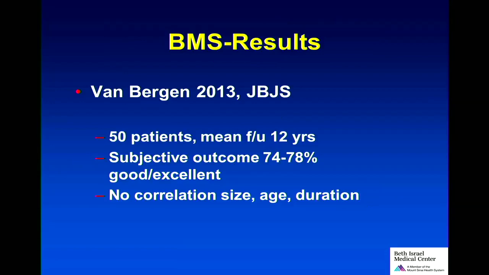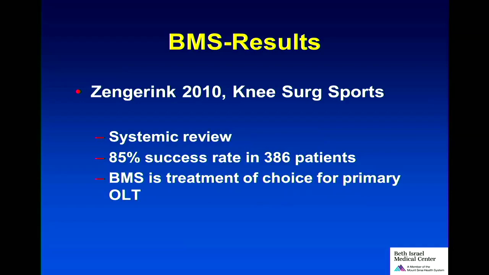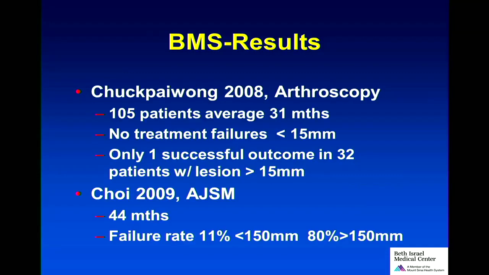In terms of results, the longest-term follow-up is 12 years with Van Bergen, reported recently in JBJS. With different self-assessment scales, he generally found a good result and found no correlation between size, age, and duration, although he was breaking the size down at a level of 11 millimeters. Zengernik did a systematic review of almost 400 patients and found most of these did well, and his conclusion was that BMS was the treatment of choice for primary subchondral lesions.